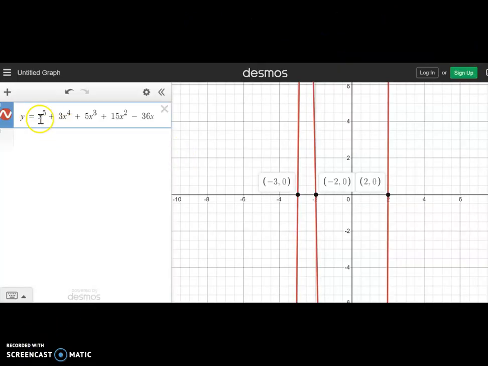Look, I pretty much just typed in the entire function given to us and graphed it under Desmos. Now remember, zeros are just another way to say what x equals to, which is just another way to say x-intercepts.